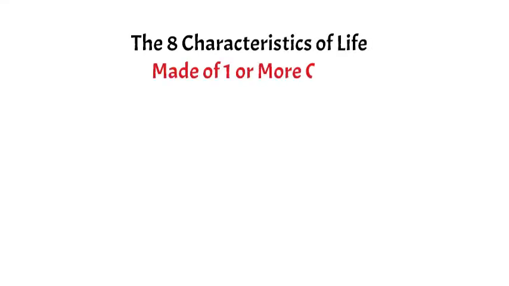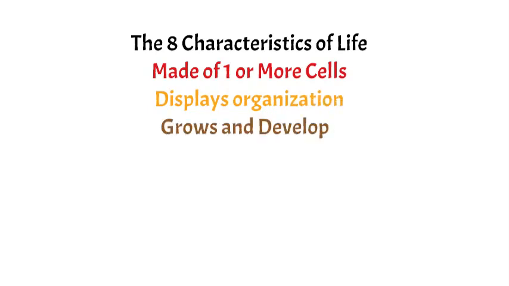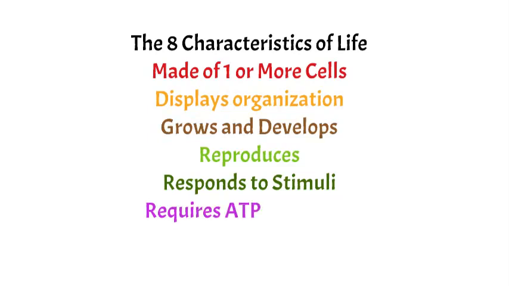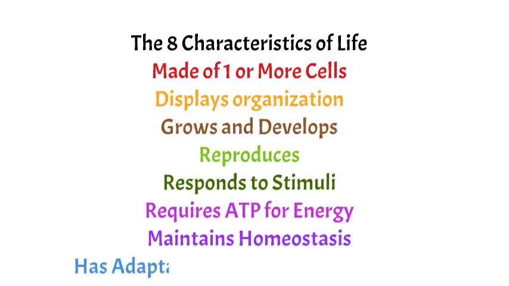well advantage of them. And so, the eight characteristics of life are being made of one or more cells, displaying organization, growing and developing, reproducing, responding to stimuli, requiring ATP for energy, maintaining homeostasis, and having adaptations that evolved over time.